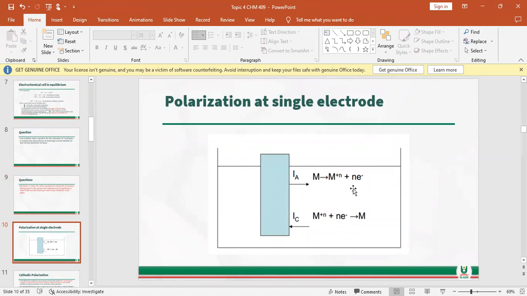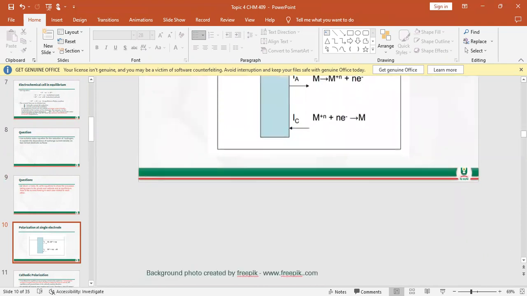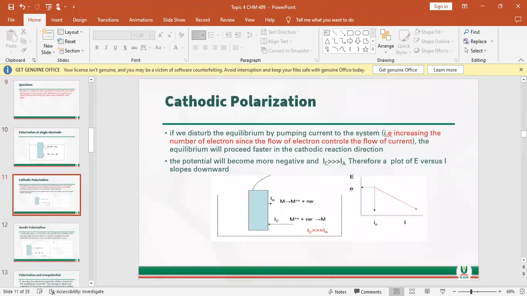At the anode, the electron is lost. At the cathode, the electron is gained. Any electron that is lost is gained here. So we can have cathodic polarization. And how do we get cathodic polarization? By pumping electrons into the system. While anodic polarization is by removing electrons from the system.